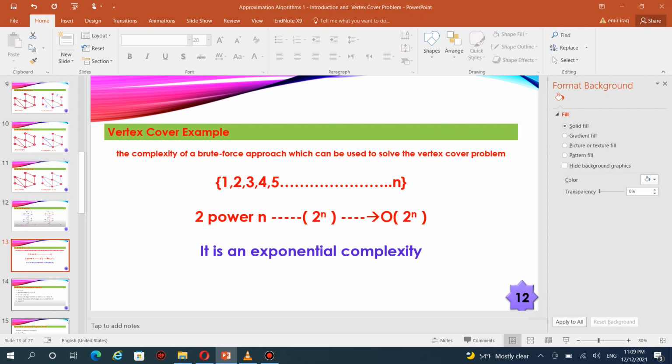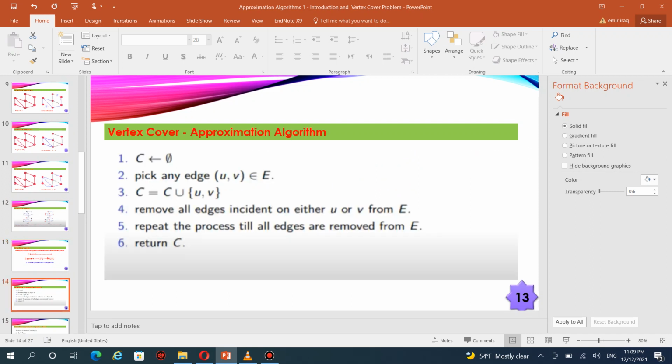In the next slide, we will talk about time complexity for brute force. For n elements it is 2 to the power n, so it is exponential, big O of 2^n. It is exponential complexity. We saw the brute force time complexity. Now we talk about the vertex cover approximation algorithm.